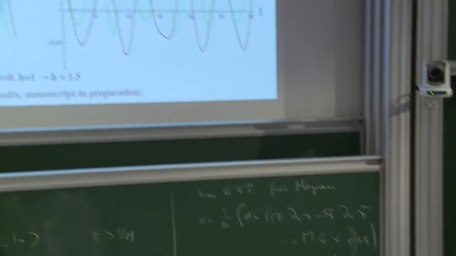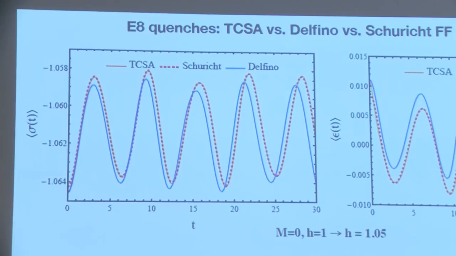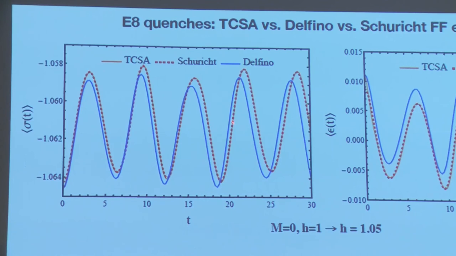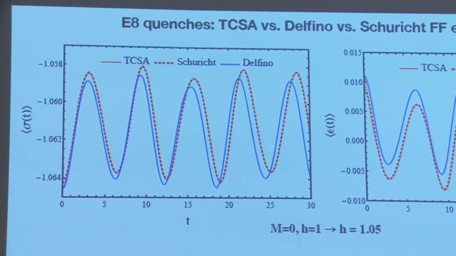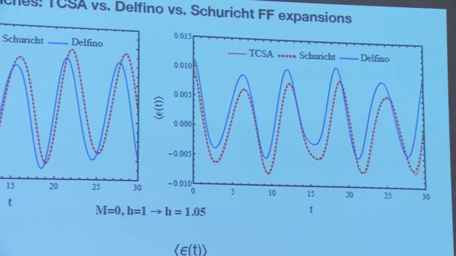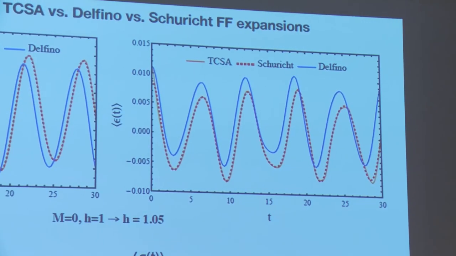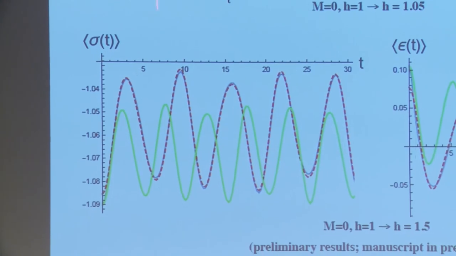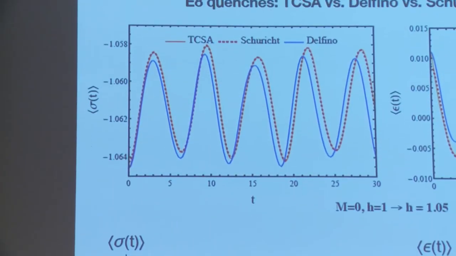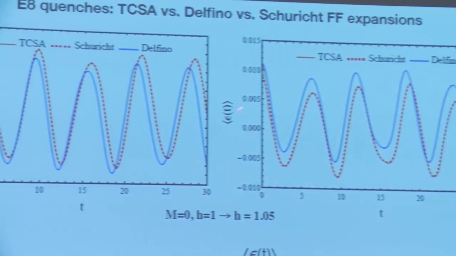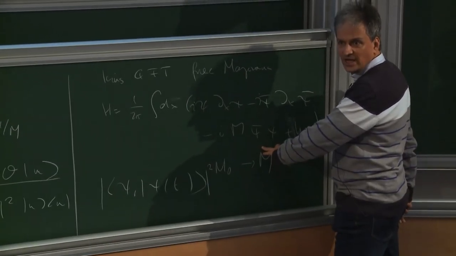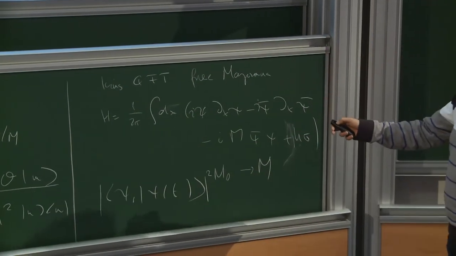And I think the results speak for themselves. The TCSA curve in the upper figures is the red curve. This is the Schuricht expansion, and this is Aldo's expansion, Delfino's expansion. Actually, this is a very small quench. If I plotted a much larger quench, the result would be even more pronounced. But that figure is not in the production stage yet. I don't have a production quality figure for that yet. This is the magnetization operator, and this is the density of psi bar psi, the so-called epsilon energy density operator in the Ising model. So you see that this is another quench.